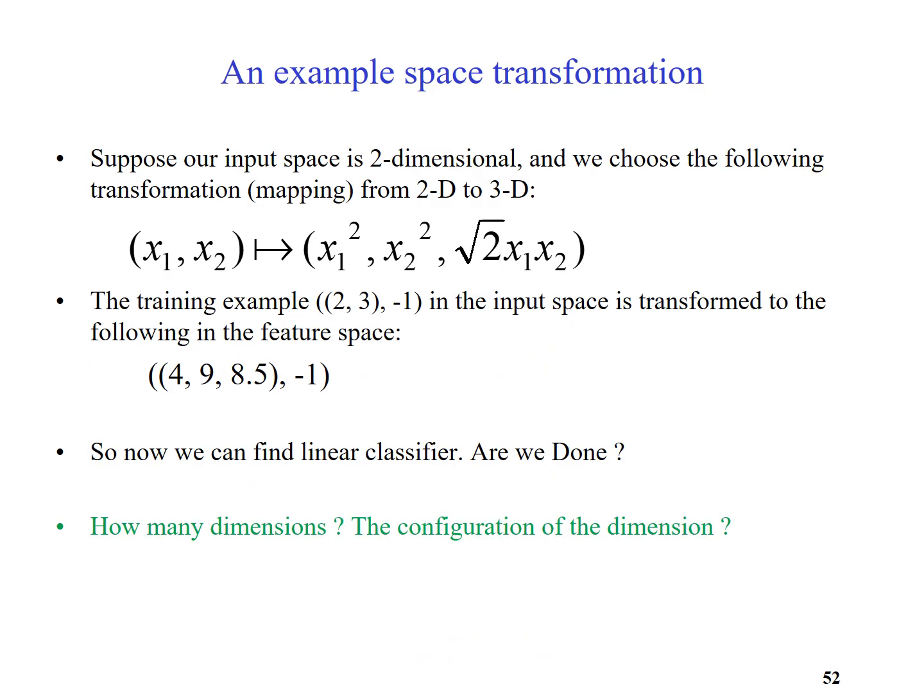Here is an example of mapping from two-dimensional data to three-dimensional data. This is the original two-dimensional data, x1, x2, and we have a mapping here, and it is mapped to this three-dimensional data. For example, we have 2, 3 in the original data, then this is mapped to this three-dimensional data, so now it becomes 4, 9, 8.5.